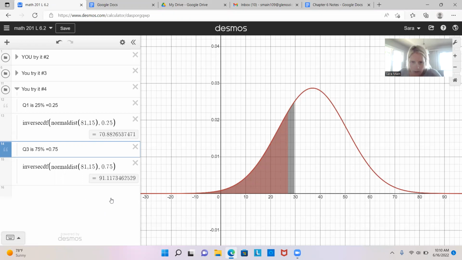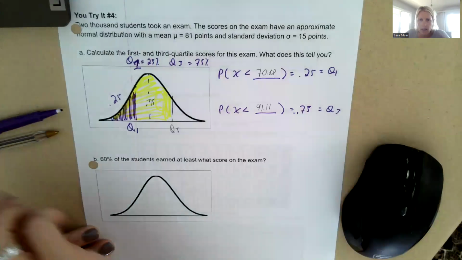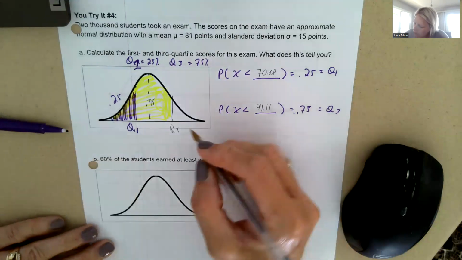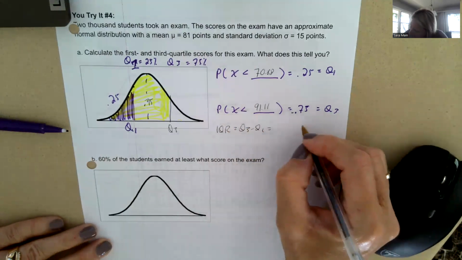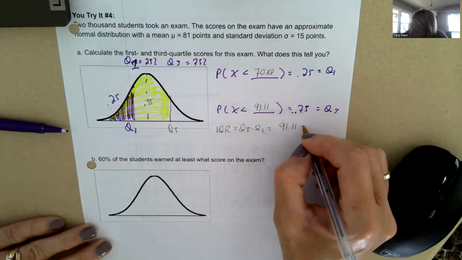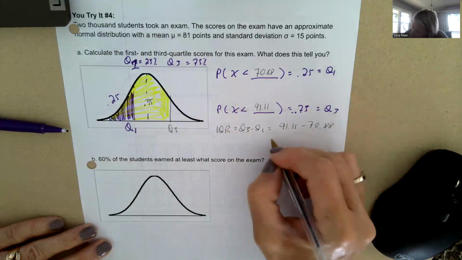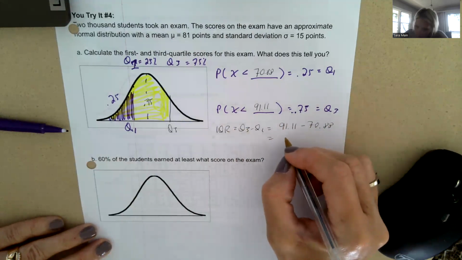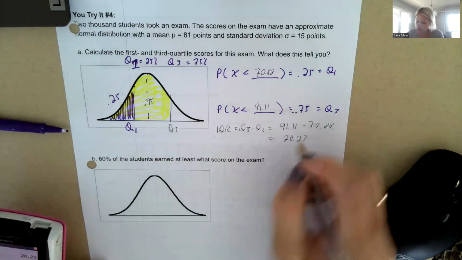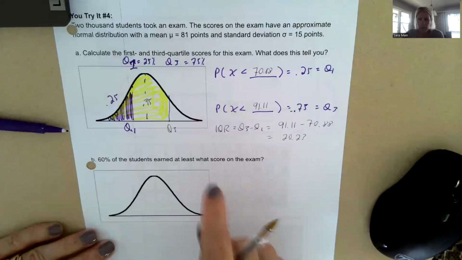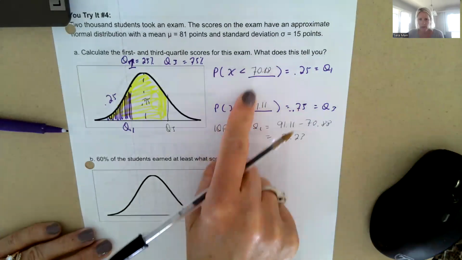Okay, wow. So let's go back to our paper for a minute. So we have those values. And the cool thing is because we know the Q3 and the Q1, we can find the IQR, which is Q3 minus Q1, right? So 91.11 minus 70.88, which is 20.23 in the middle. So 50% of our data scored between these two values on the exam.